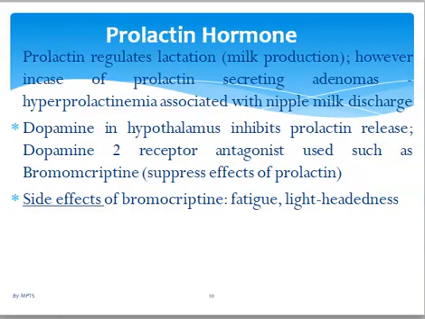Let us talk about prolactin hormone. Prolactin regulates milk lactation or milk production. Sometimes we have adenomas, which cause hyperprolactinemia, which is associated with nipple milk discharge. As we saw earlier on, the dopamine produced in the hypothalamus inhibits prolactin release. Which means that if you have a dopamine 2 receptor agonist, like bromocriptine, we can suppress the effects of prolactin. That's why some ladies who want to stop breastfeeding come to the pharmacy and ask for that tablet called bromocriptine, because it will suppress the effects of prolactin. Hence, it will inhibit milk production. The side effects of bromocriptine include fatigue and lightheadedness. We shall look at bromocriptine later on in other presentations.